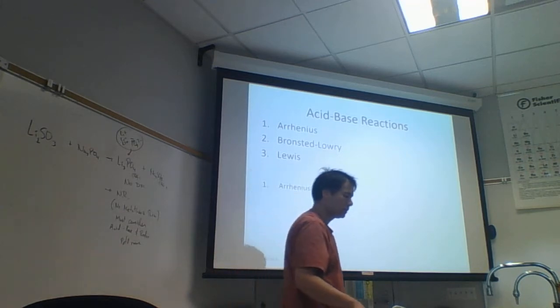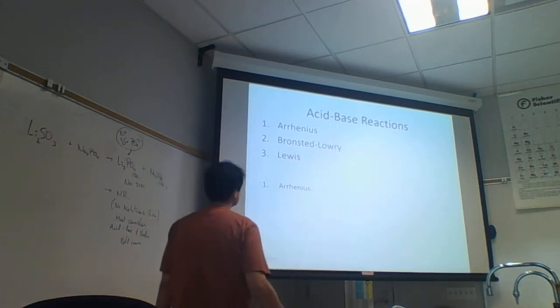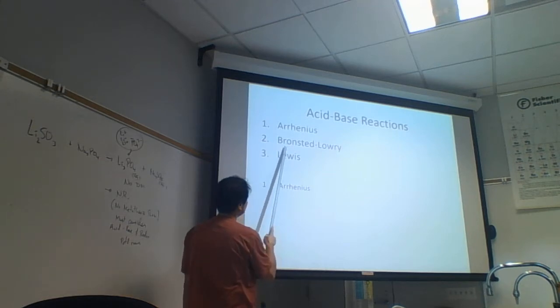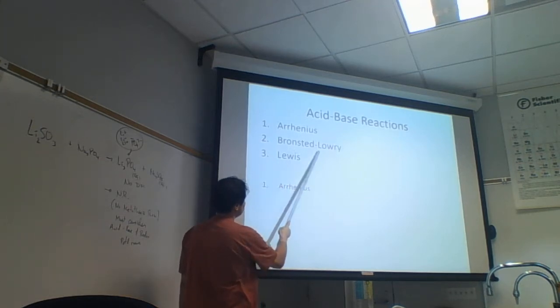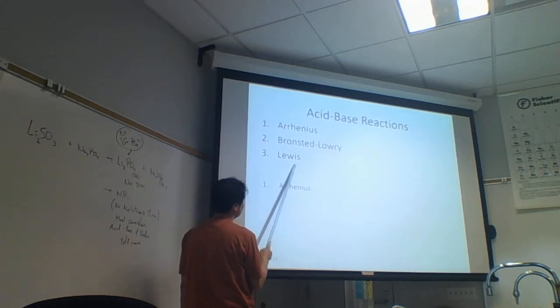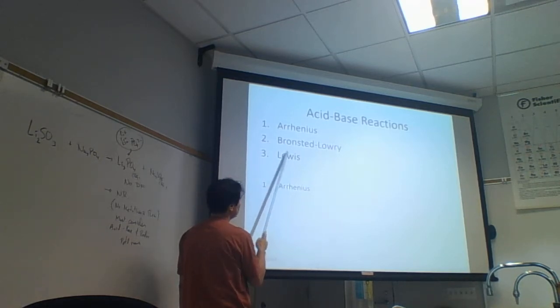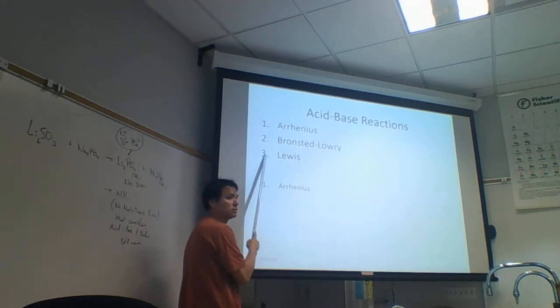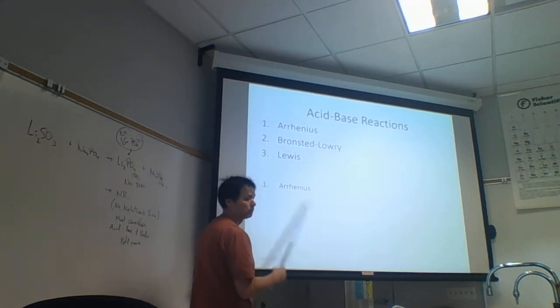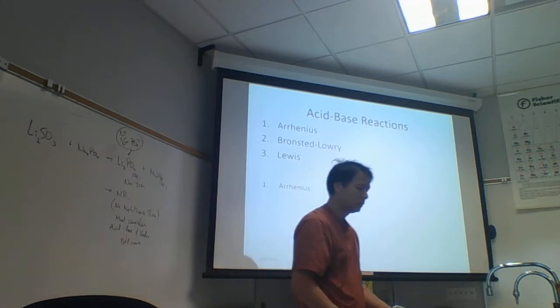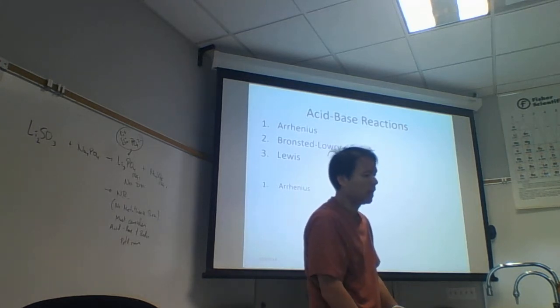Not all bases do. And so we have a more broad definition, which is Bronsted-Lowry, but Bronsted-Lowry is still a little bit too narrow of a definition. And finally, Lewis came along. Lewis is the most comprehensive definition of what an acid and what a base is. In the Lewis definition, an acid is an electron pair acceptor. So if you have a pair of electrons, it accepts it. A base is an electron pair donor.